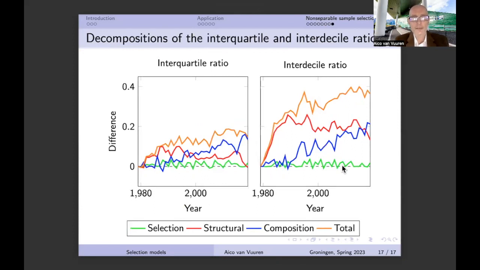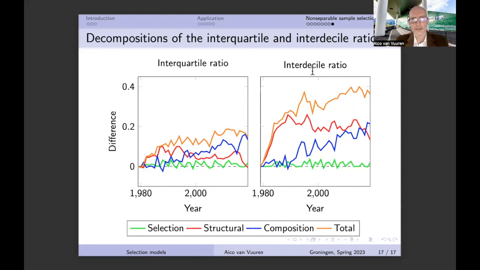Then we can also look at changes in inequality. We can look at the interquartile range here at the left and the interdecile ratio at the right. So it means actually nothing else than that we are going to look at Q3 over Q1 for the interquartile ratio, of course. And for the interdecile ratio, we're going to look at D9 divided by D1.